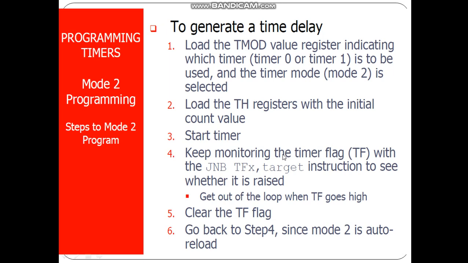register only. This is the difference between mode 2 and mode 1. In mode 1 we load TH as well as TL, but here in mode 2 we just load the TH register. Then we have to start the timer. Then we have to continuously monitor if there is an overflow. If there is an overflow, then it has to come out of the loop. Then we have to clear the TF flag for the next round. Then we need to repeat the procedure.